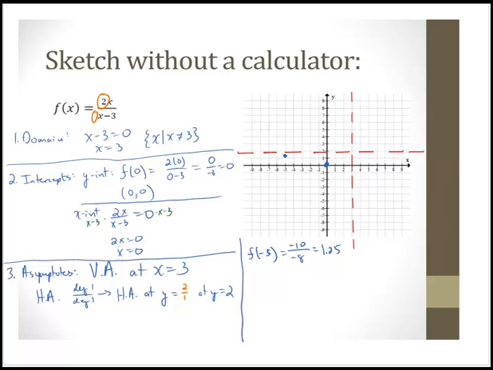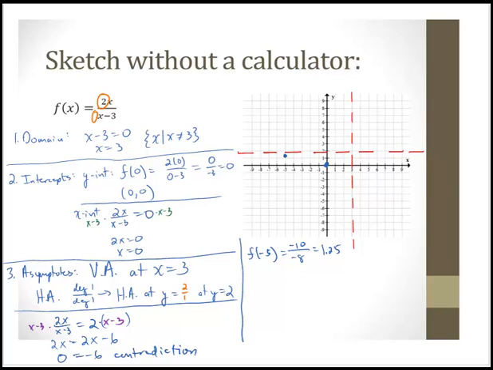Oh, and I didn't go back to asymptotes. I didn't check something. Will the function cross its horizontal asymptote? Will 2x over x minus 3 ever equal 2? Multiplying through by x minus 3, I find that 2x equals 2x minus 6, which implies that 0 equals negative 6. That's a contradiction. Okay? Does not cross.